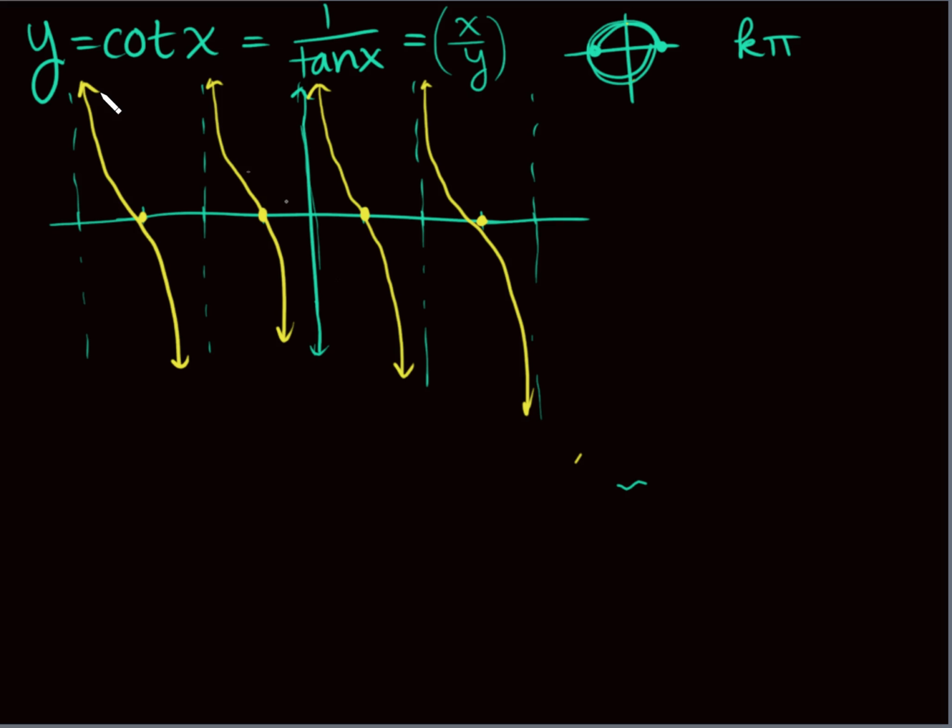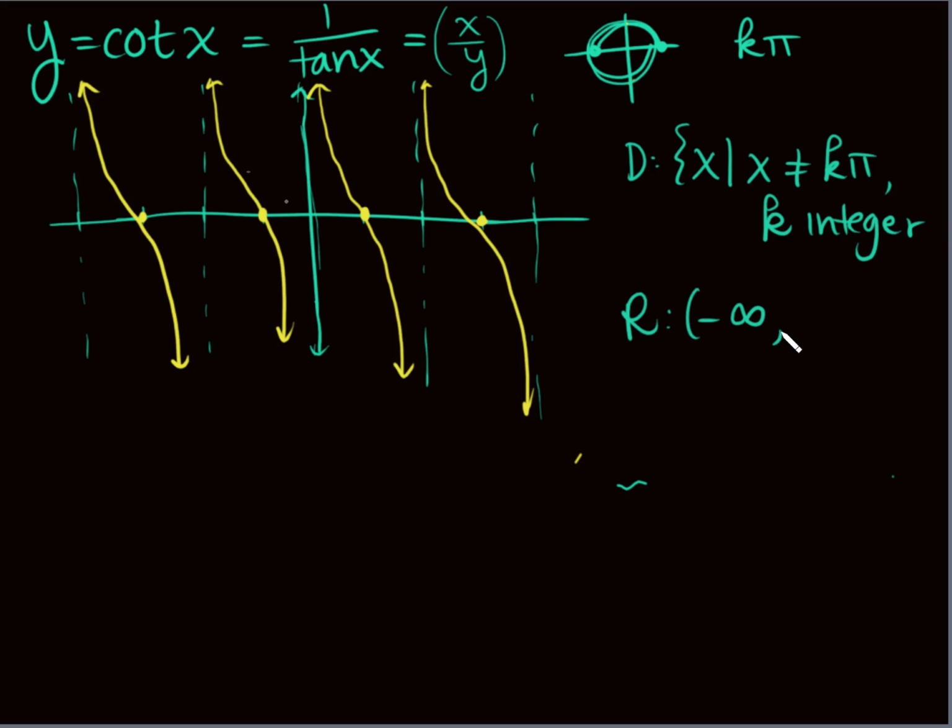But this is what cotangent's going to look like. Very, very similar to tangent. It's just going to be shifted over because your asymptotes are different and go the different direction. So my domain for this is all x values as long as x is not equal to k pi, where k is an integer. And then my range, of course, for this guy is negative infinity to infinity, just like tangent.